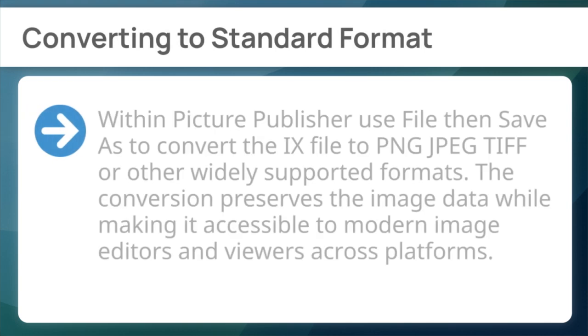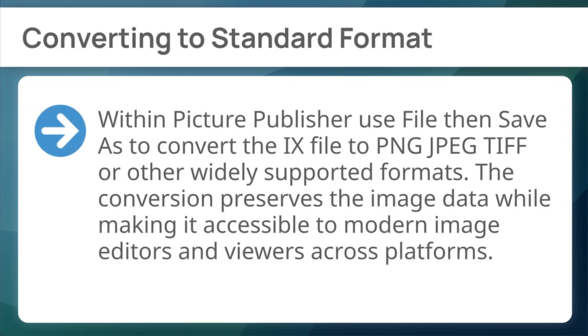Next, converting to standard format. Within Picture Publisher, use File, then Save As to convert the IX file to PNG, JPEG, TIFF, or other widely supported formats. The conversion preserves the image data while making it accessible to modern image editors and viewers across platforms.